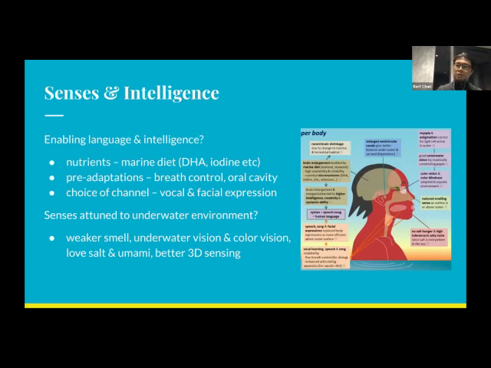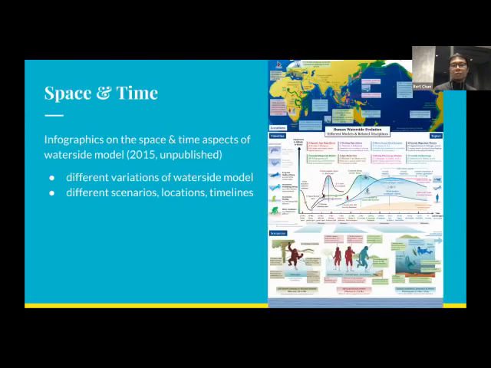And why we especially evolved vocal and facial expression as a choice of channel instead of body language, maybe because it's more efficient above the water surface. And also many aspects of our senses, like weaker smell, underwater vision, color vision, and our love of salt and umami taste, and a better balancing sense may also be beneficial to a water world. So these are the arguments of the aquatic ape or waterside models.